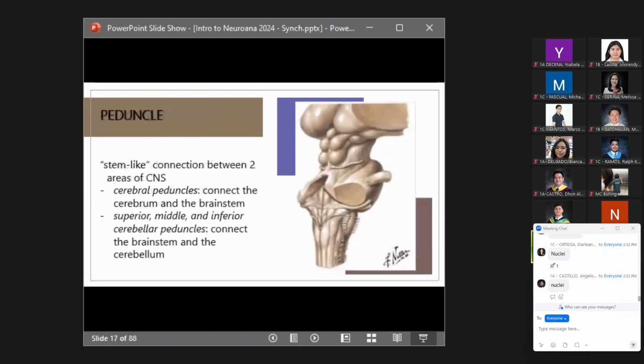Now, peduncle is a stem-like connection. So peduncle means stem, and it is between two areas of the central nervous system. An example is the cerebral peduncle.